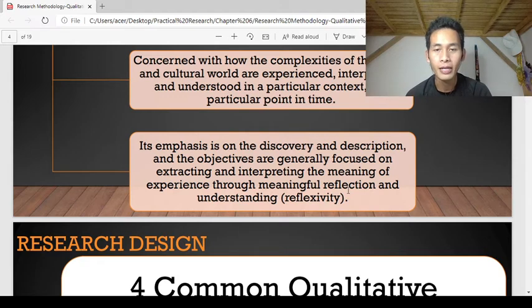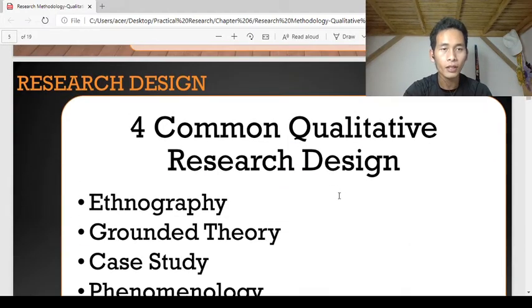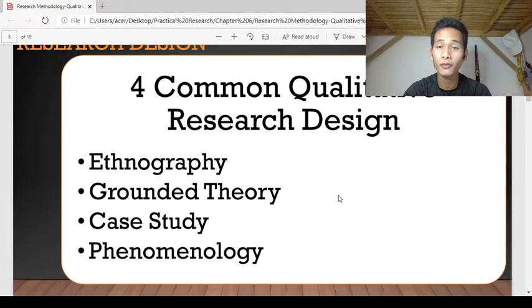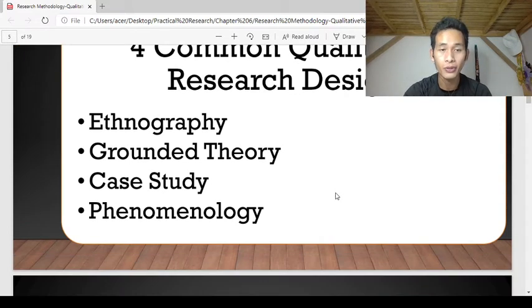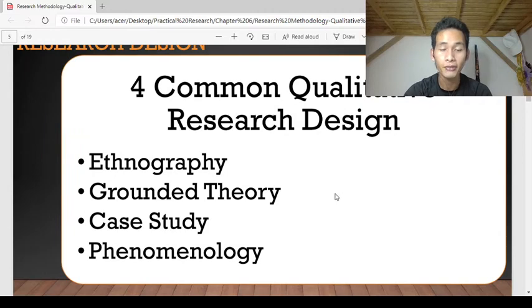Out from his experiences and through reflection and understanding. Now, in qualitative research, there are four common, di ba? There are four common designs: ethnography, the one I've made mention kanina, grounded theory, case study, and phenomenology.